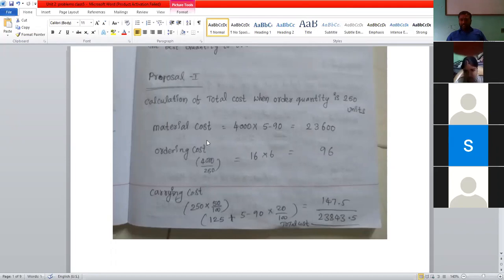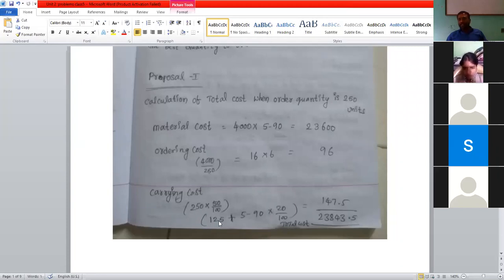Once again, listen here. The material cost: he has to purchase 4,000 per annum at 5 rupees 90 paise, and you get 23,600. The order cost: the order size is 250 units and the total is 4,000, so dividing by 250 you get 16 orders, and each order costs 6. Total 16 orders, giving 96. And the carrying cost: 50% of 250 is 125.